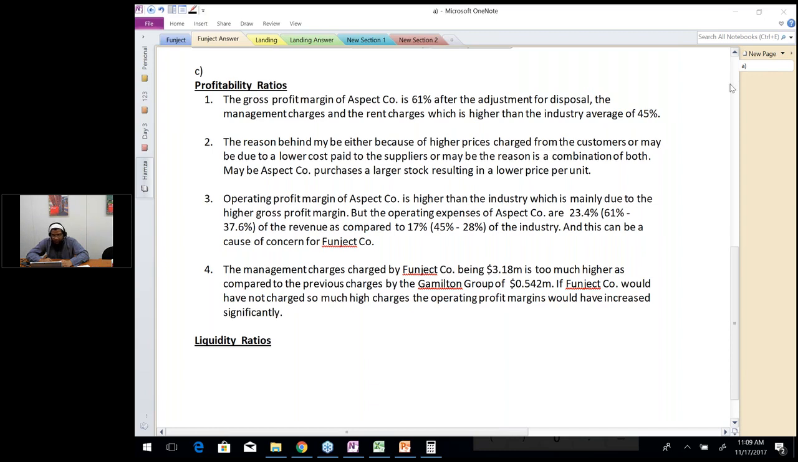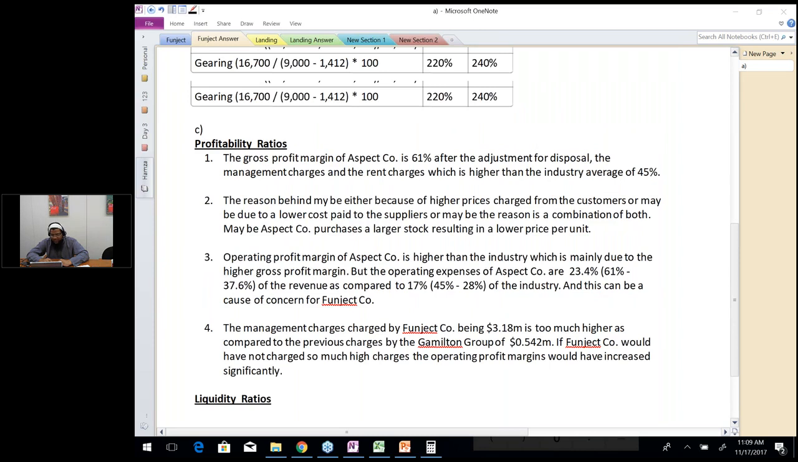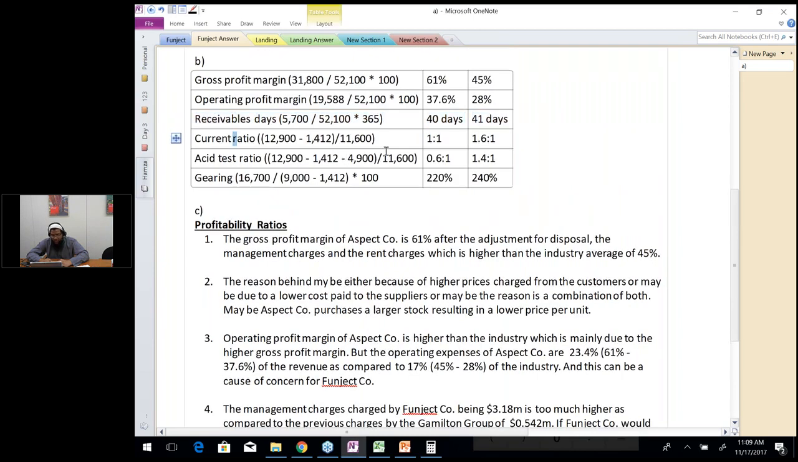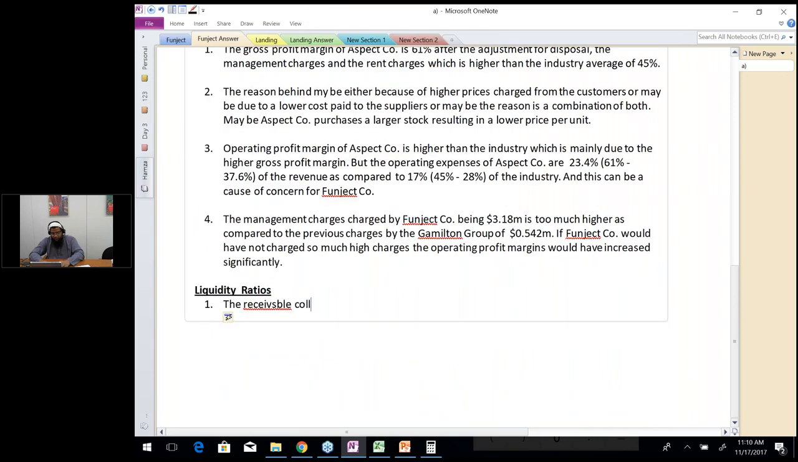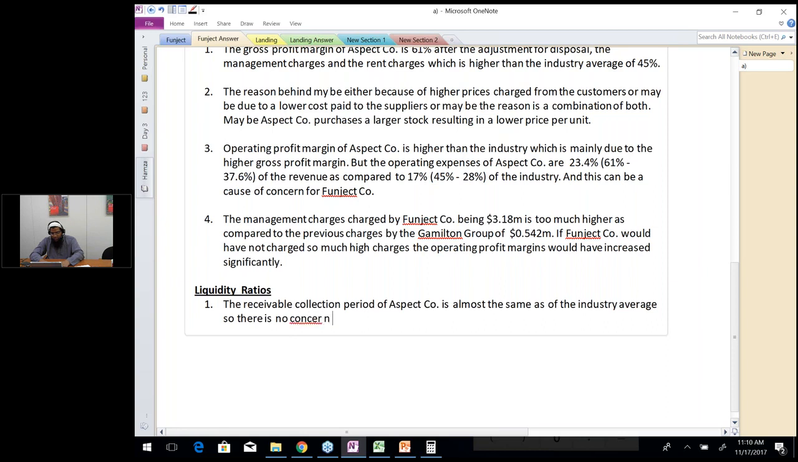So now let's discuss the liquidity ratio. And in liquidity ratio, the receivable days are more or less the same. So we can start writing from over here. But the current ratio of SPAC company is quite lower as compared to the industry. So I'm writing my first point that the receivable collection period of SPAC company is almost the same as of the industry average. So there is no concern with this.